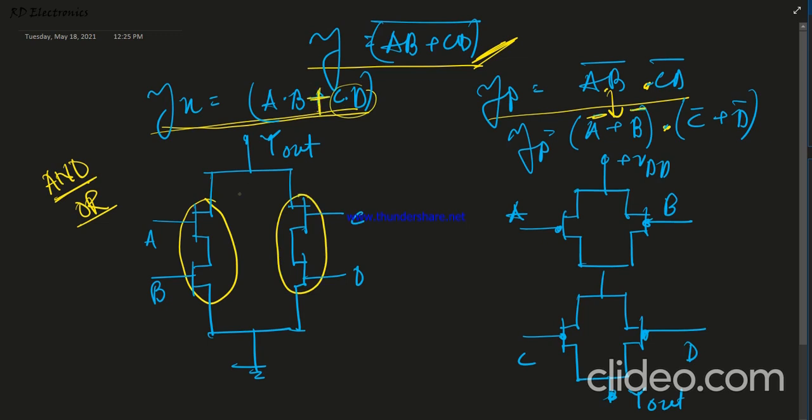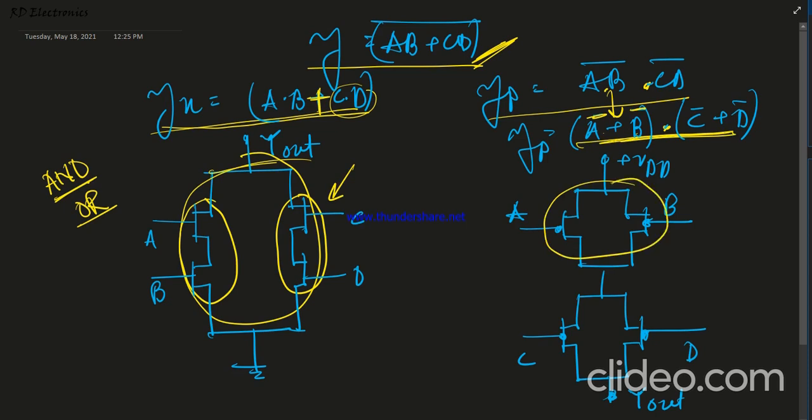The logic is OR, so this is the total in a parallel combination. That's why it looks like this. Now, what is the PMOS equivalent network? First of all, these two are in OR operation, which means they are in parallel combination. Then these two are in parallel combination, and between them is an AND operation. So the upper network and lower network are in series combination. This is known as the NMOS equivalent network, and this is known as the PMOS equivalent network.